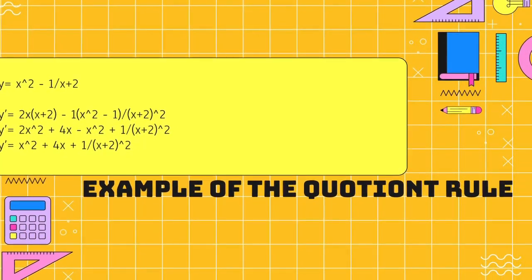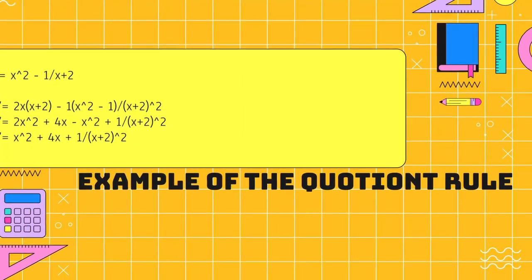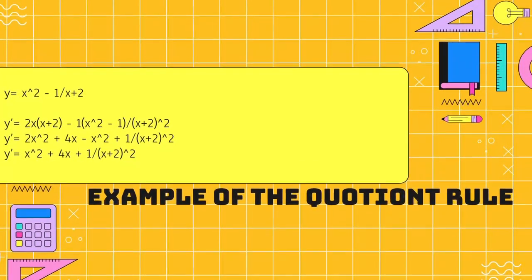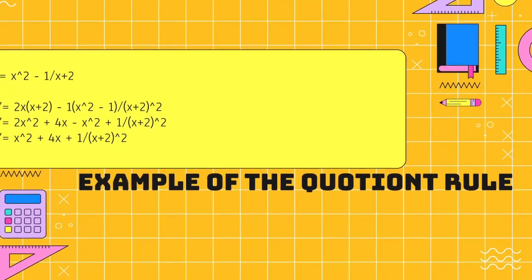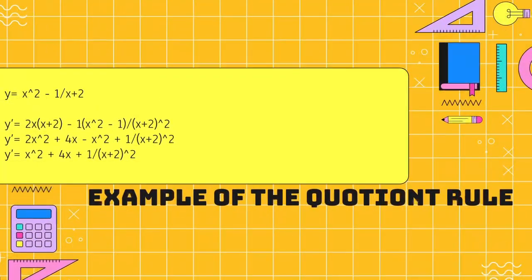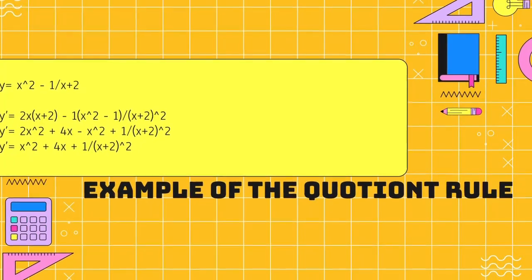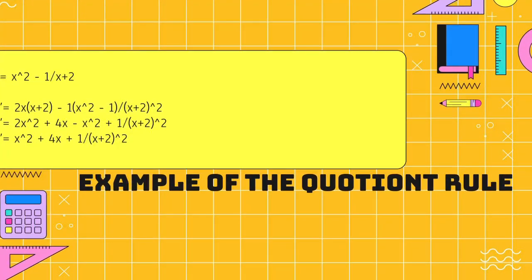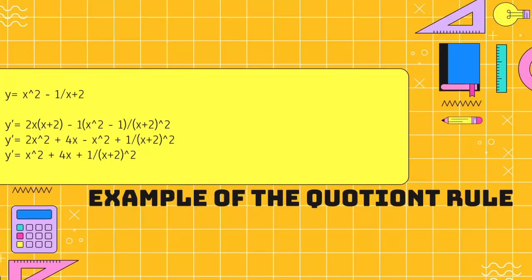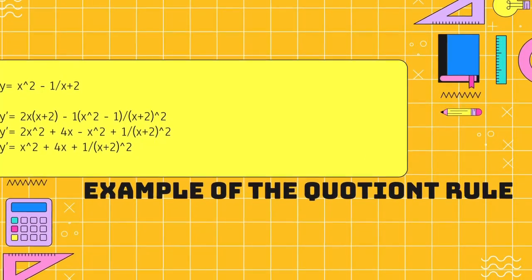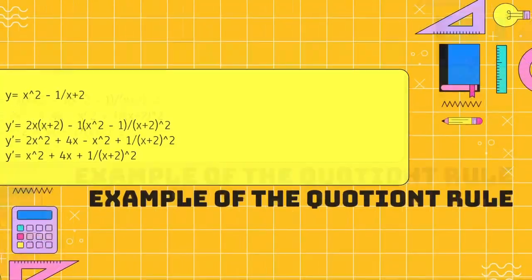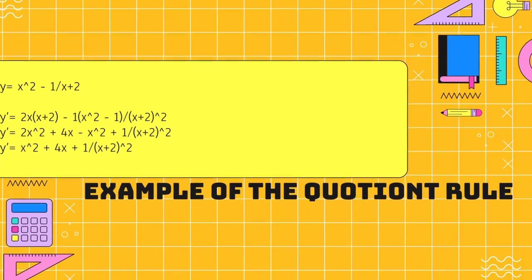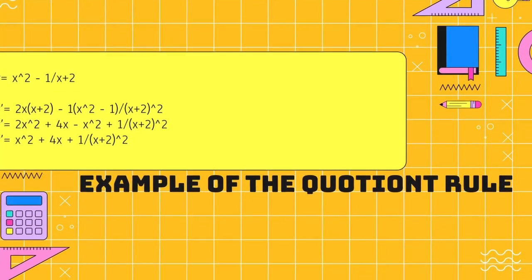Okay, so the first step would be finding the derivative of the u, which is x squared minus 1, and it's going to be 2x times the v, x plus 2, minus v prime, which is 1, times x squared minus 1, over v squared, which is x plus 2 squared.